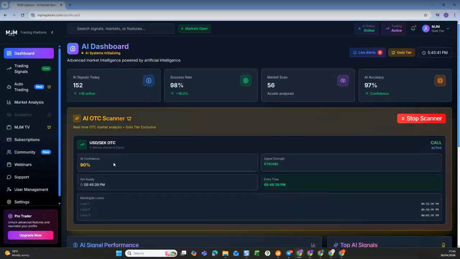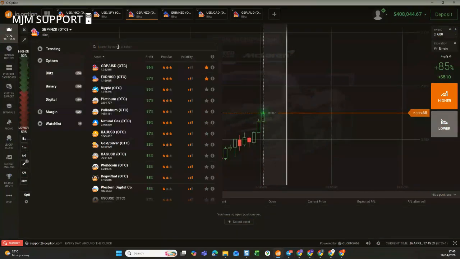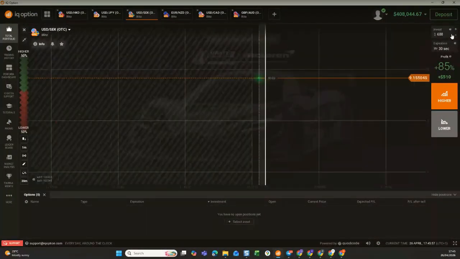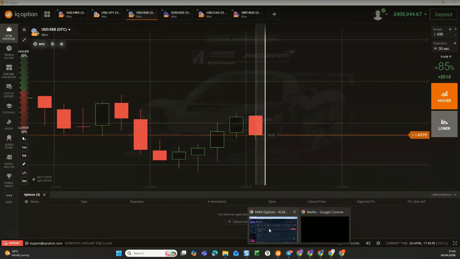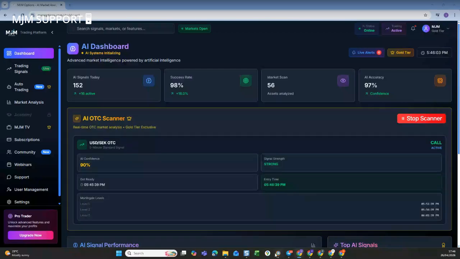Okay, so this is the second signal. We have a high confidence of 90 to 99 here. I have the signal strength of strong. So what is the pair? The pair is USD SEK. For those of us who are trading with me, USD SEK. So my 600 is still here, and I'm trading for what? 5 minutes standard signal. So for those of us who are new, make sure you are looking at this process.